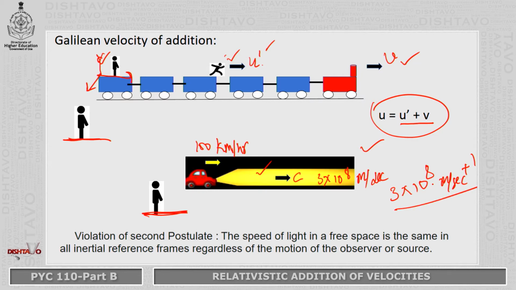Certainly, this is going more than the speed of light, which is a violation of the second postulate, that the speed of light in free space is the same in all inertial reference frames regardless of the motion of the observer or the source. Here the source itself is moving. That means the Galilean velocity addition transformation equations are not consistent with the postulates of the theory of relativity. Hence there is a need to derive a new set of relativistic velocity additions.